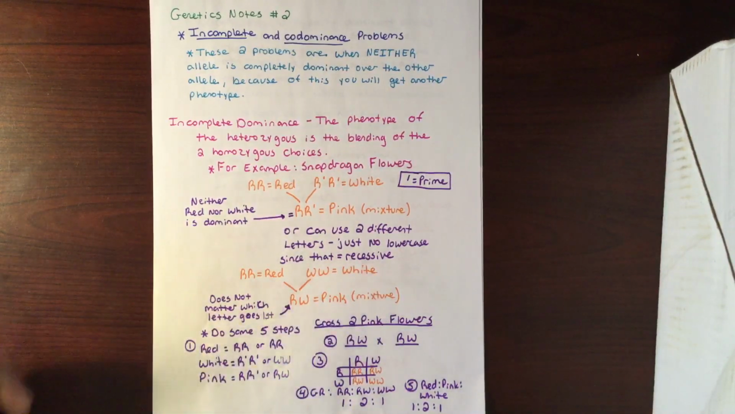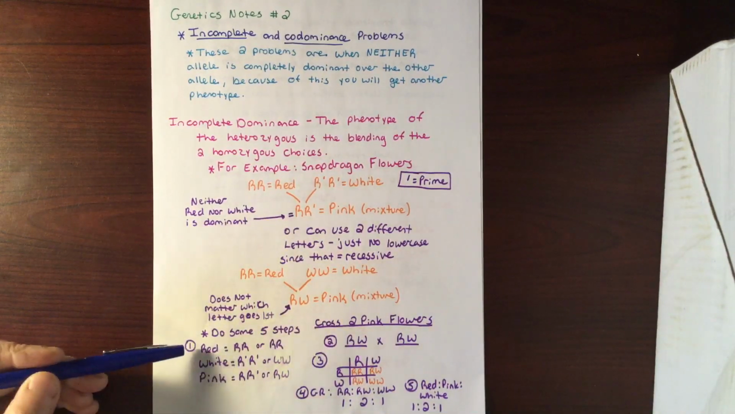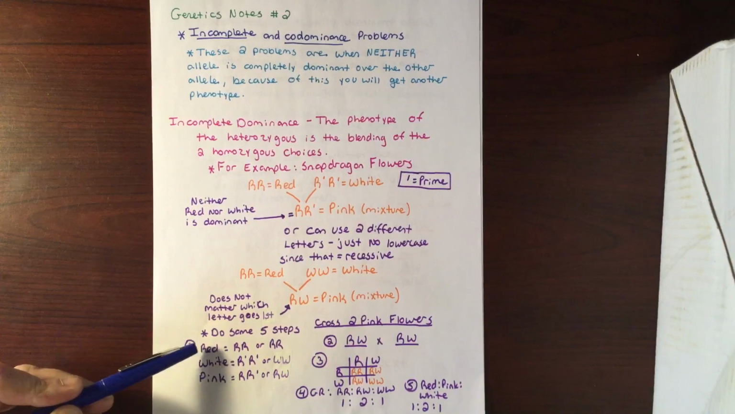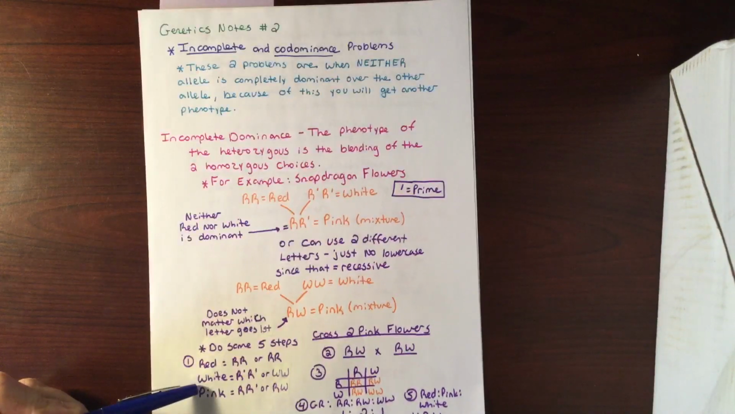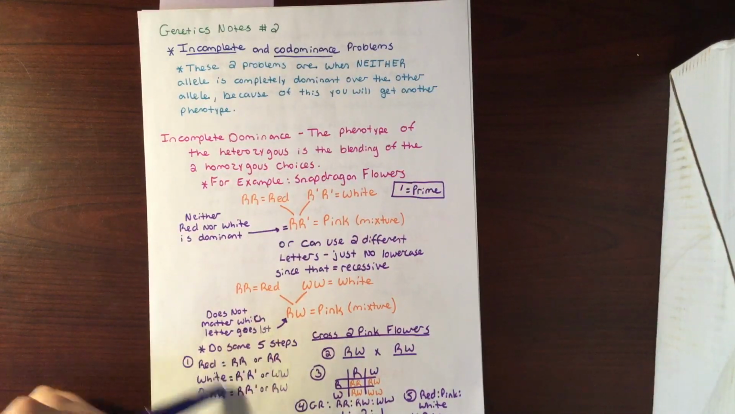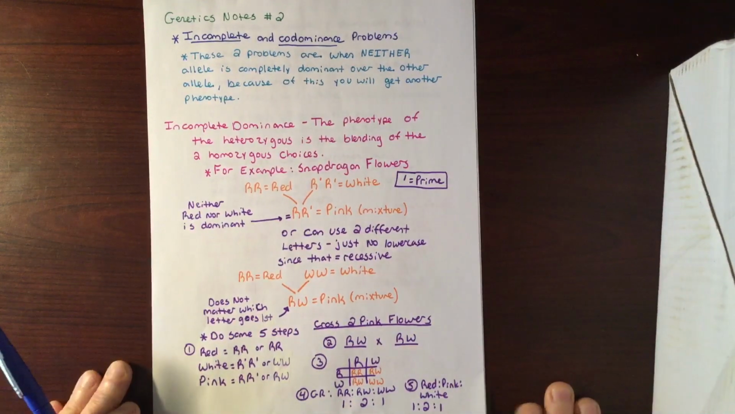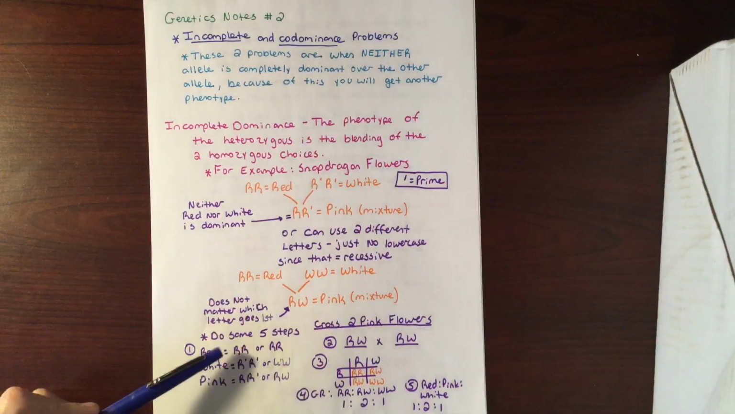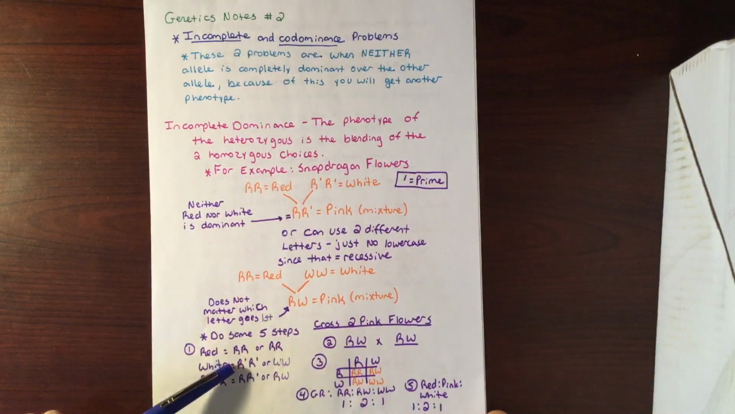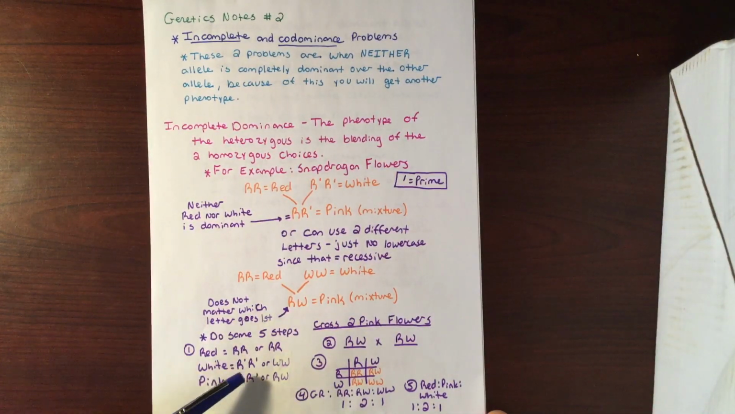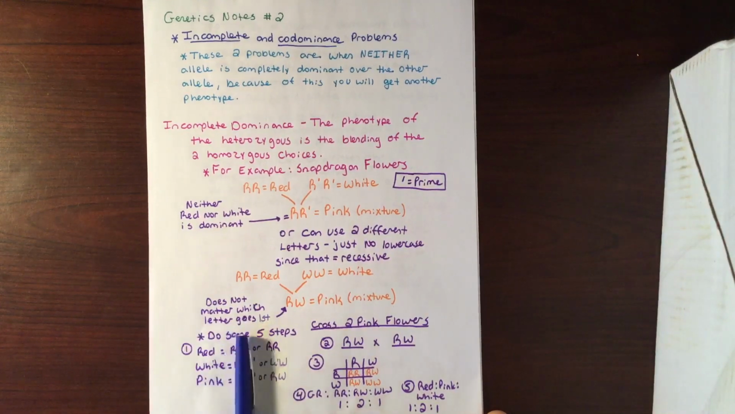If I want to cross 2 pink flowers now, still going to show my key. So key, my 3 choices. I have red flowers, I have white flowers, I have pink flowers. I put both of them within the key. You absolutely do not have to do that. So if I'm looking at it and I have red flowers, I can say red is RR, white is R prime R prime, pink is R R prime. Or you can use the 2 different letters. That's fine with me. Red, RR, white, WW, pink, RW.